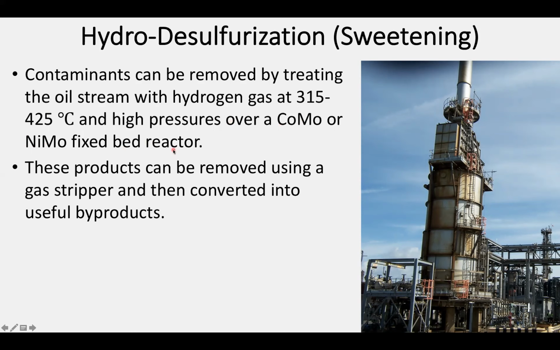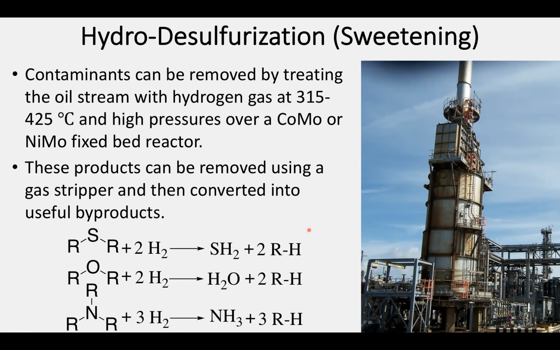So essentially, you're bubbling the hydrogen and the oil up through the solid catalyst. This is then going to generate a series of products that we can remove via gas stripping. So essentially, you'll put it through some form of water or other liquid where we're going to be able to pull out the lighter gases. And so we can look at what happens for each of the individual components.